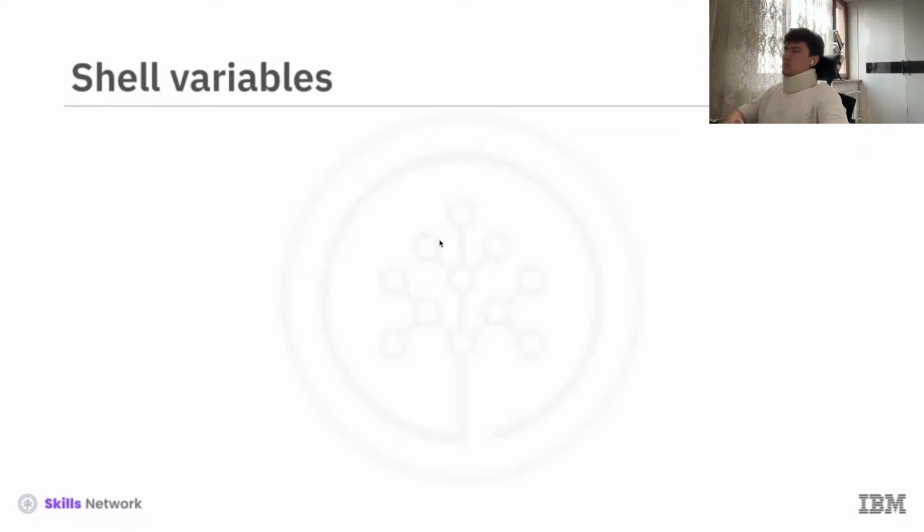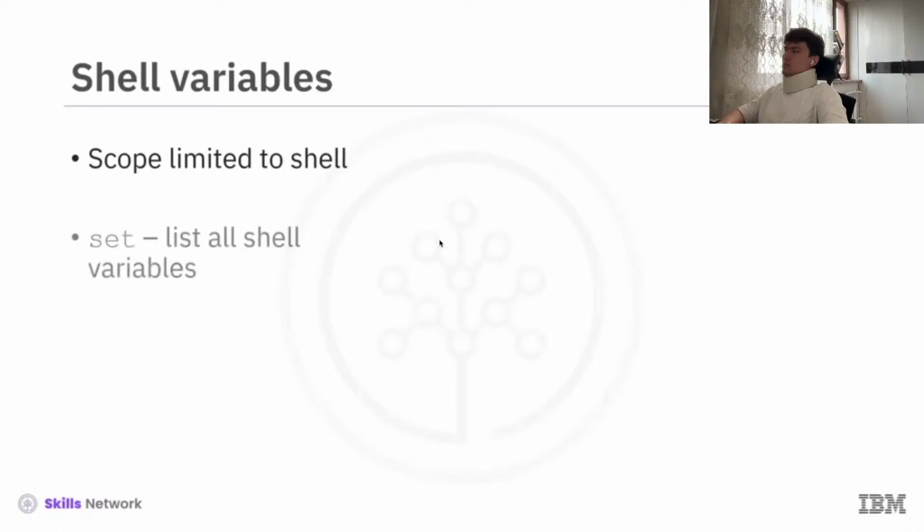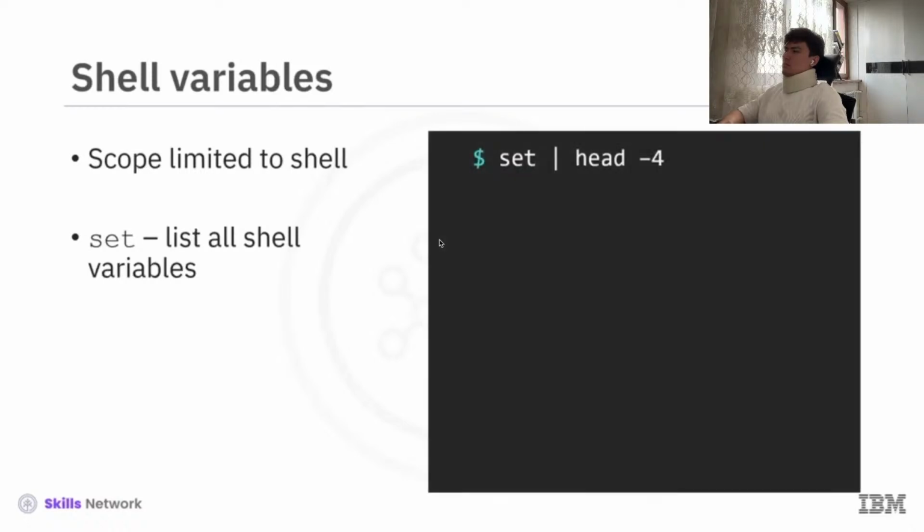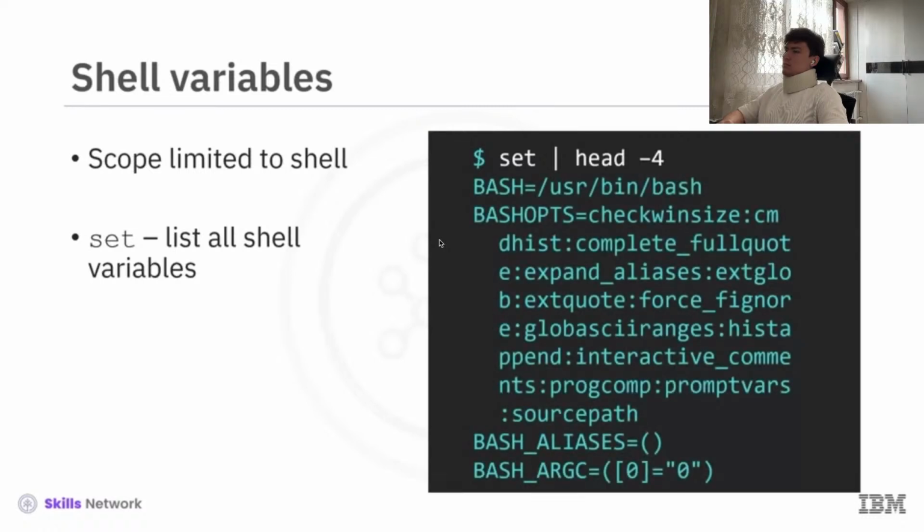Shell variables are variables that are limited in scope to the shell in which they were created. Accordingly, shells cannot see each other's shell variables. You can invoke the set command to list all variables and their definitions that are visible to the current shell. Because it also lists a lot of subsequent information, you can pipe the output to head in order to show just the first 4 variable definitions.